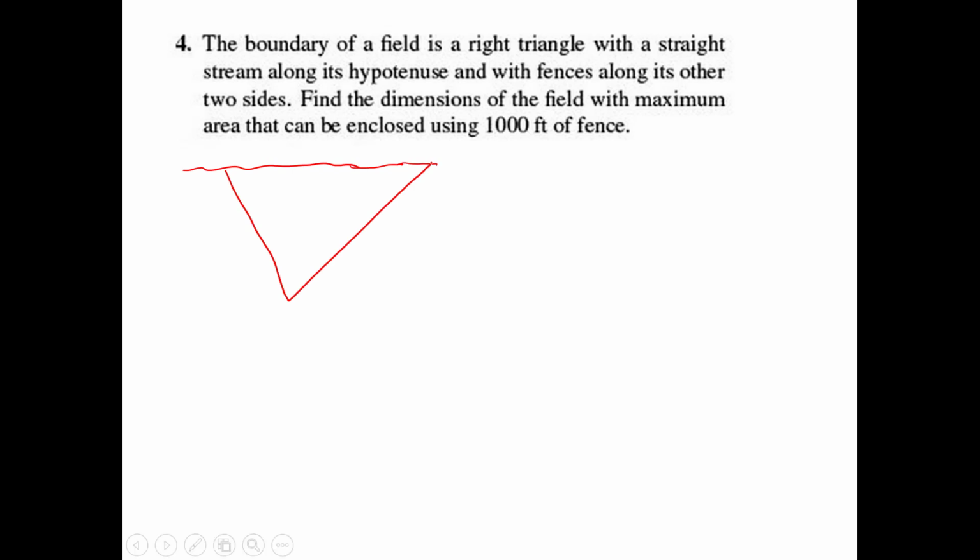Okay. So the boundary of a field is a right triangle. So that's a right angle, with a straight stream along its hypotenuse and with fences along its other 2 sides. Right? So find the dimensions of the field. The problem did not tell us that these had to be the same, so we'll put x and y, with the maximum area. So we want to maximize the area.